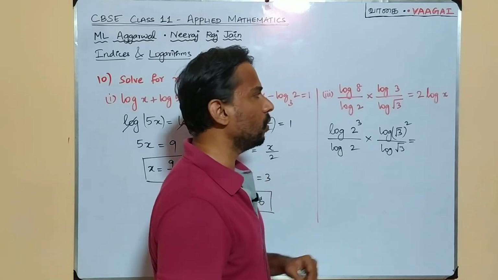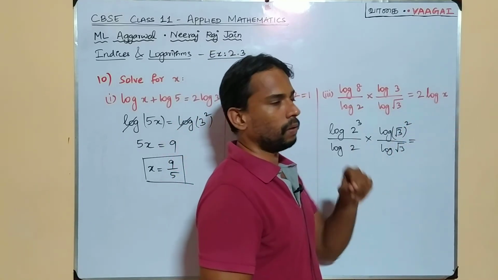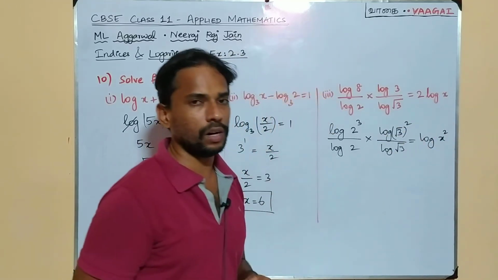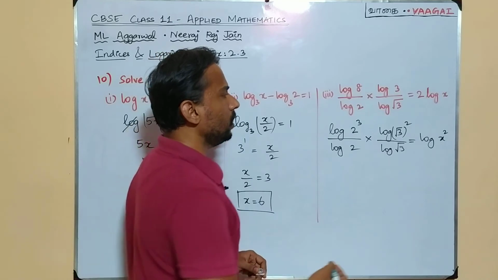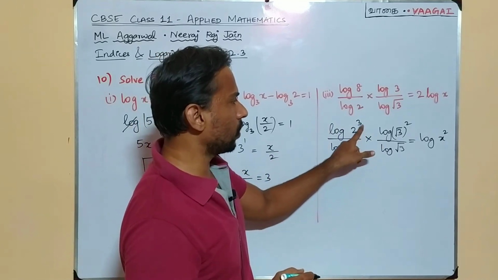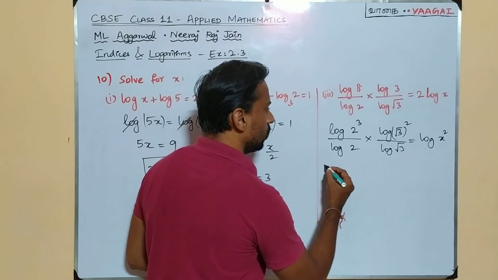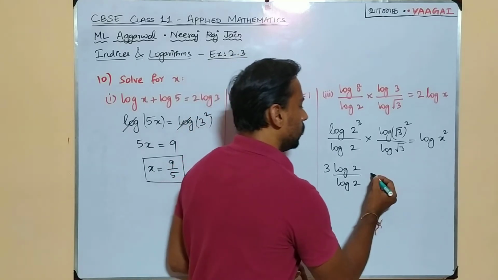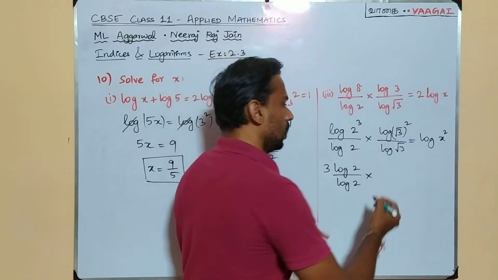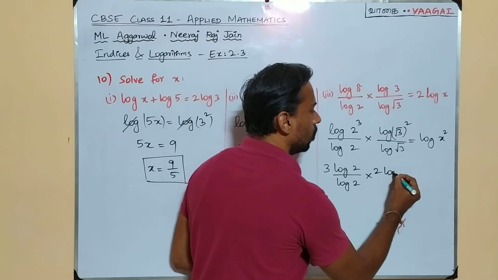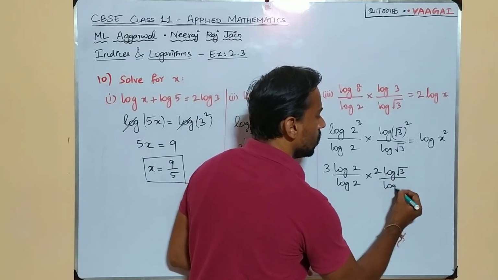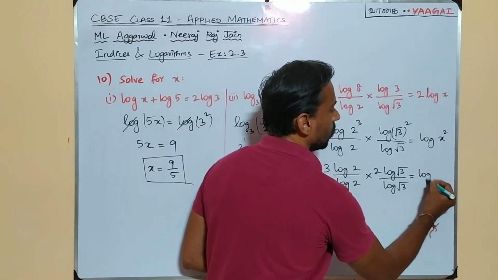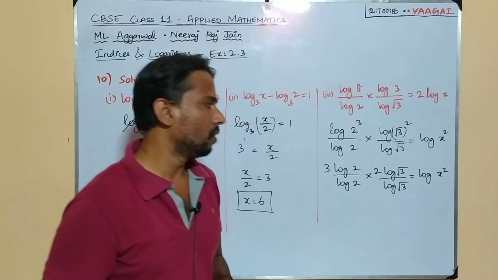Now come to the right hand side. Right hand side, what do we have? We have 2 log x. Now we will use the power rule here. If we use power rule, we will have log x square. This is what we will have in the right hand side. Now I will again use power rule here. If we use power rule, this 3 comes to the front, and it becomes 3 log 2 by log 2. Same way multiplied by, here also I can bring this 2 to the front. It becomes 2 log root 3 by log root 3 is equal to, what about right hand side? Right hand side we have log x square. This is what we have.